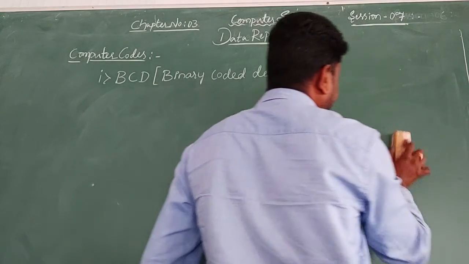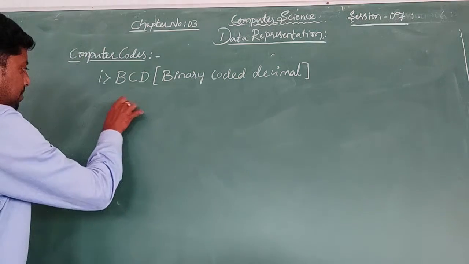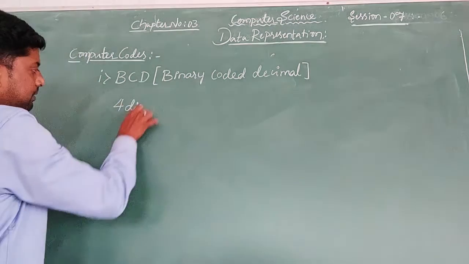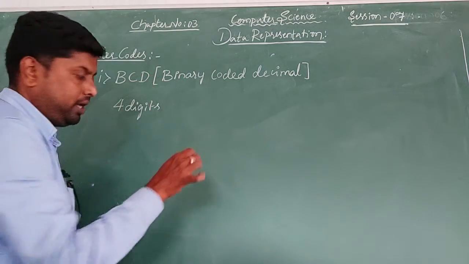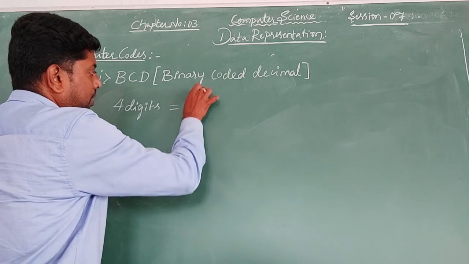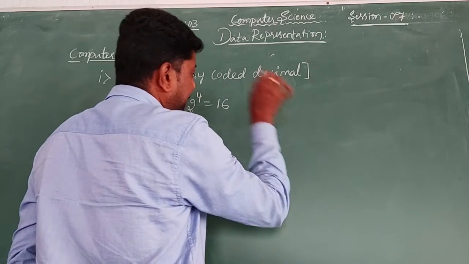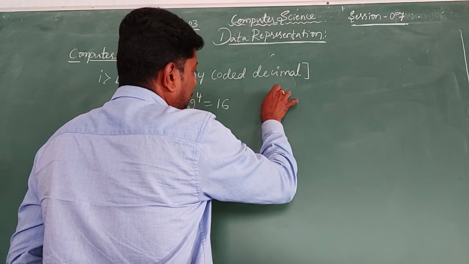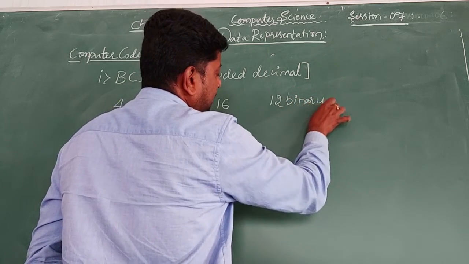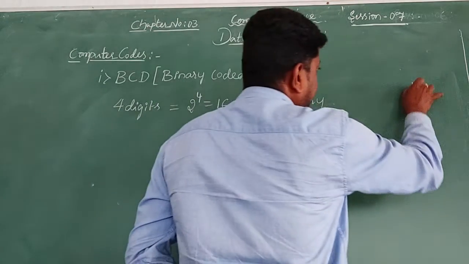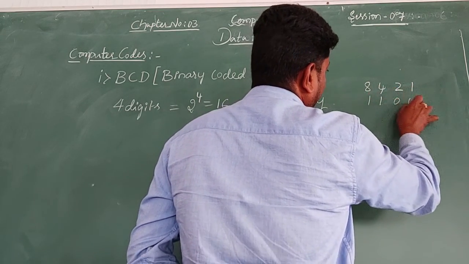See here. In the BCD, a maximum of 4 digits of the code are possible for the memory. Then it should be like this, 2 to the power of 4. Then the answer is 16. So for example, if I want to write 12 as a binary number, how will I write? See here, 1, 2, 4, 8. 8 plus 4, that is 12 only.